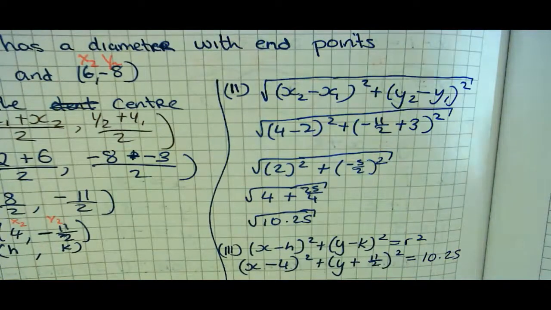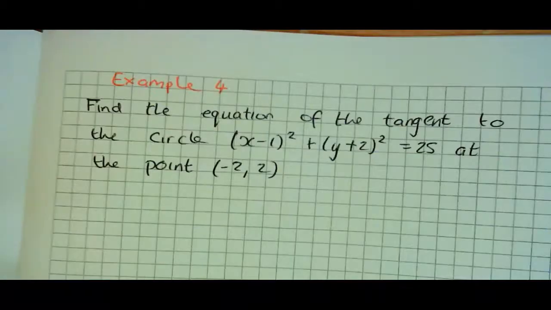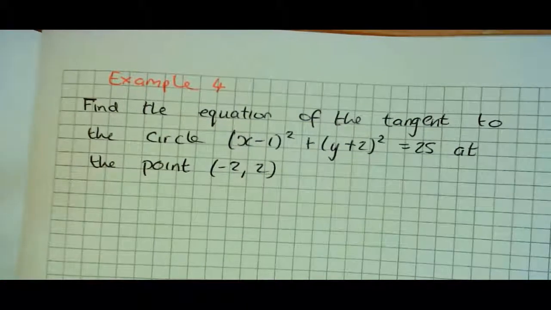So these questions aren't too bad. So I'm just going to do one more example for you, okay? The last example I'm going to do is we're asked to find the equation of the tangent to the circle (x minus 1) squared plus (y plus 2) squared is equal to 25 at the point (minus 2, 2).